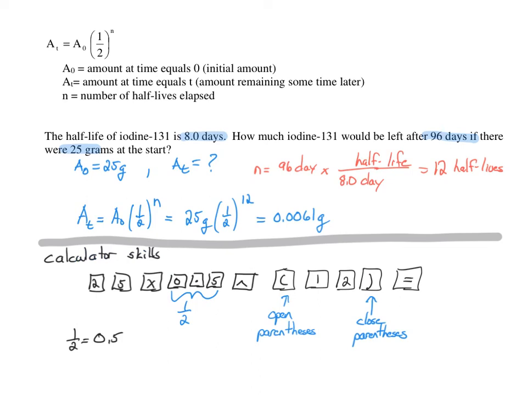Okay, let's talk about the calculator skills. Putting in 25 is our initial amount, and we're going to multiply it by this entire thing. So we're going to first put in 1/2. To save time, instead of doing the whole parentheses bit, I say 1/2 is equal to 0.5. So this gets in 1/2, and we're going to raise it to this power. And we need to make sure we raise this to the power 12. So we're going to put 12 within parentheses. Open parentheses, 12, close parentheses.